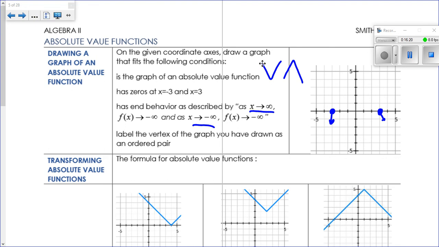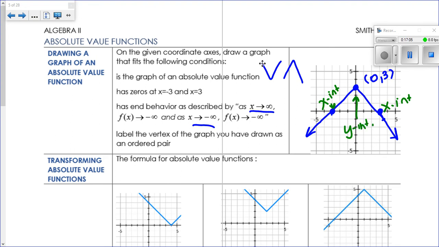It says label the vertex of the graph you have drawn as an ordered pair. So I'm going to create my vertex right here. This is my vertex. It's 0, 3. It's pointing down, so I'm going to create my lines here and make it symmetrical. And there is the graph. I did everything I was supposed to do, and I'm going to label my zeros. This is an x-intercept. Here's the x-intercept. Here's the y-intercept. All right.